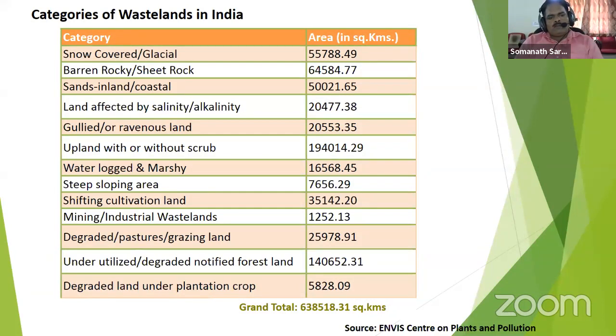waterlogged and marshy lands, where the water is stagnant for a short period or long period also. Steep sloping areas, shifting cultivation lands. Shifting cultivation is covered extensively in the northeastern Indian part. Then mining and industrial wasteland, degraded pasture and grazing lands. It calculated 6,38,518.31 square kilometer area under these different categories of wastelands.